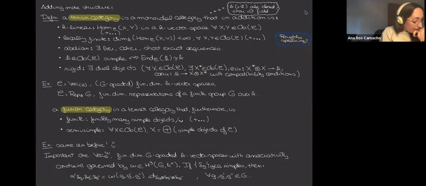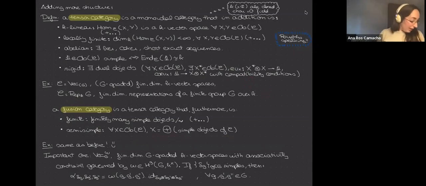Hoping that you could digest all that, let me define a fusion category as a tensor category that in addition has two more conditions. So it has finitely many simple objects, up to a certain equivalence. There are some extra constraints here. This is usually called finiteness, and semi-simplicity, which means that every object in your category can be written down as a direct sum of simple objects in C. Actually, the examples I just told you also work, and they are fusion.